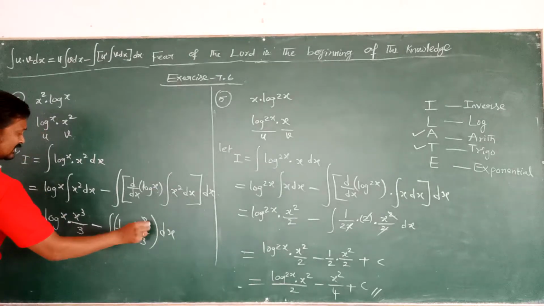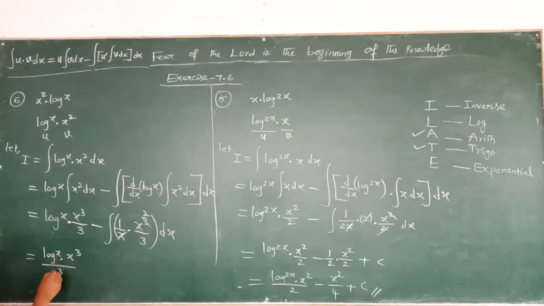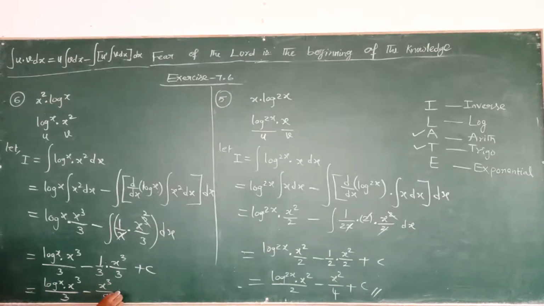So now x and then this square will come. So now this is equal to log x into x cube upon 3 minus 1 upon 3, constant, integral x square is nothing but x cube upon 3 plus c. So now if you want to simplify still, log x into x cube upon 3 minus x cube upon 9 plus c. Finished, your answer.